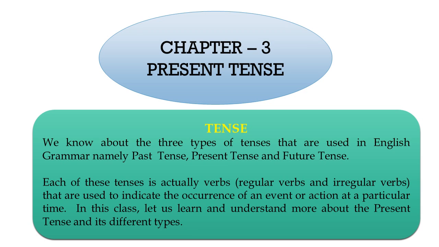We know about the three types of tenses that are used in English grammar, namely past tense, present tense, and future tense. That means past time, present time, and future time. Each of these tenses is actually verbs, regular verbs, and irregular verbs that are used to indicate the occurrence of an event or action at a particular time. In this class, let us learn and understand more about the present tense and its different types.